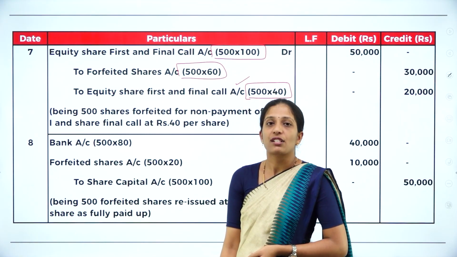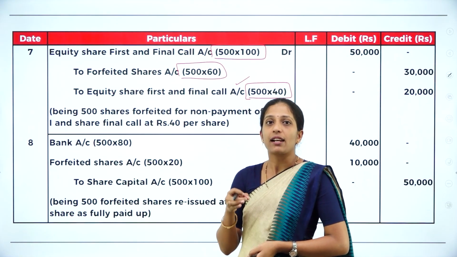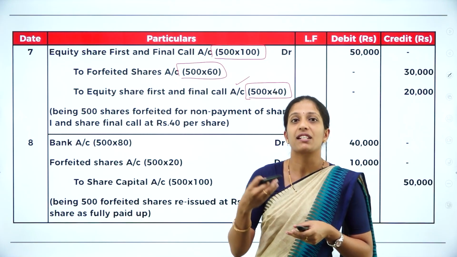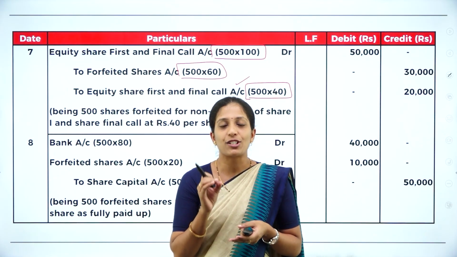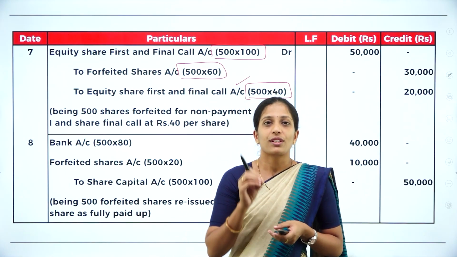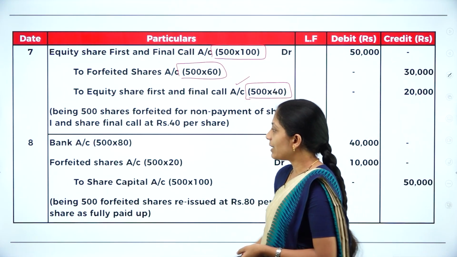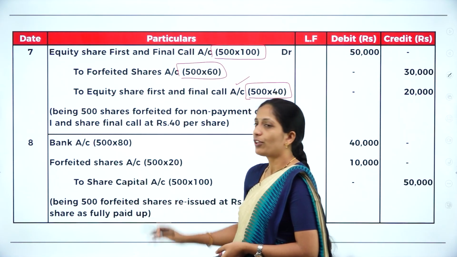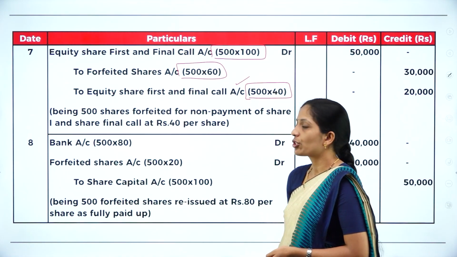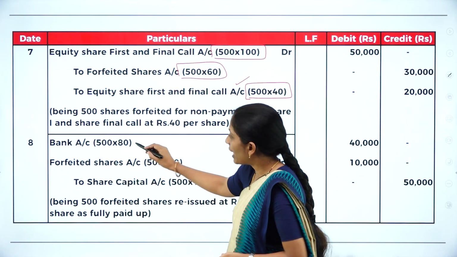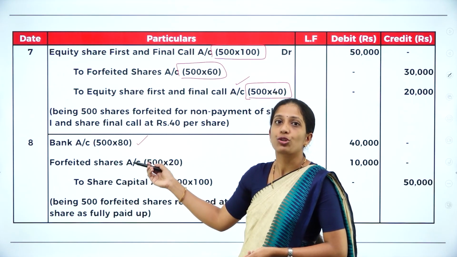Next, 8th entry is for reissue. Now, these 500 shares of 100 each have been reissued at rupees 80, which means 20 rupees is discount. So that discount has to be transferred to forfeited shares account. So your entry is bank account debit, forfeited shares account debit, to share capital account. So, 500 into 80. We have reissued at 80 rupees.